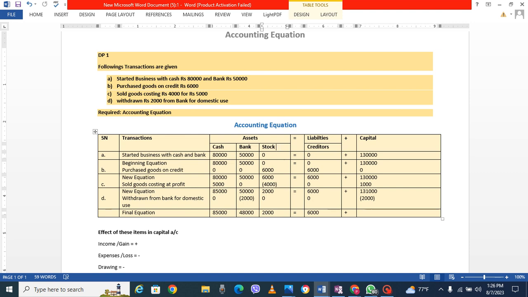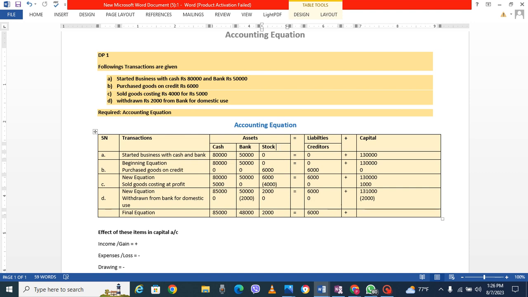So transaction C, sold goods costing 4,000 for 5,000. There is no need to prepare any other separate column under assets or liability, because sold goods costing 4,000 for 5,000 means we have received 5,000 rupees. That is placed under the cash heading. And as goods have been sold, that will be placed under the stock heading. So no need to prepare any separate column under the assets heading.